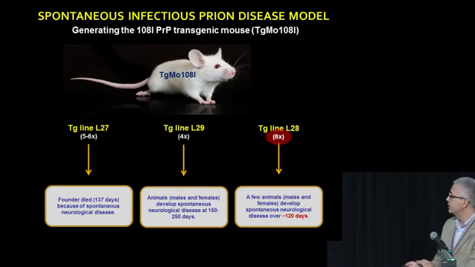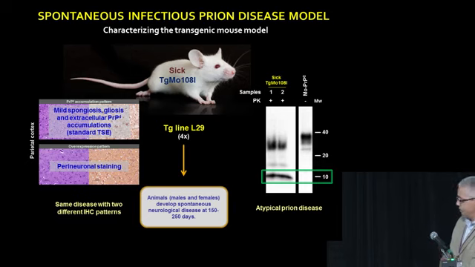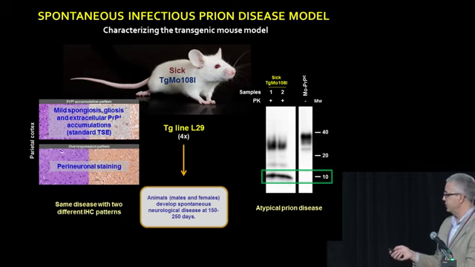When we double the level of expression of these animals, just by crossing them and making homozygous animals, we reduce the incubation time of the disease, with a very good correlation with the level of expression. So when you have animals showing spontaneous disease, the first thing you want to know is what kind of disease you have in these animals.